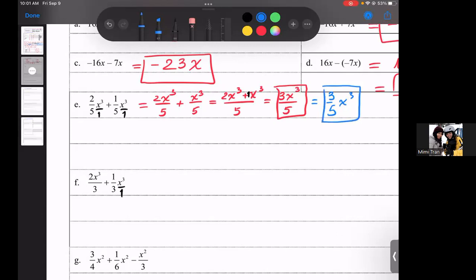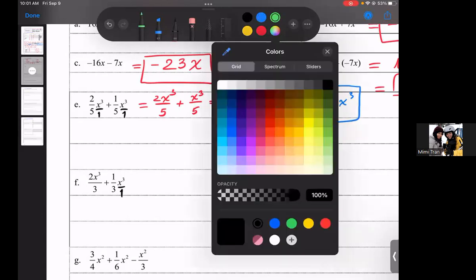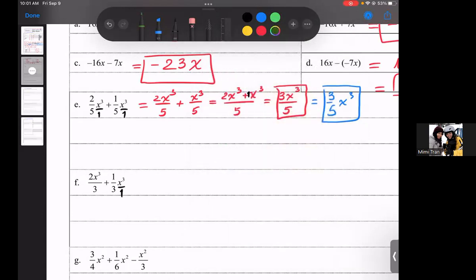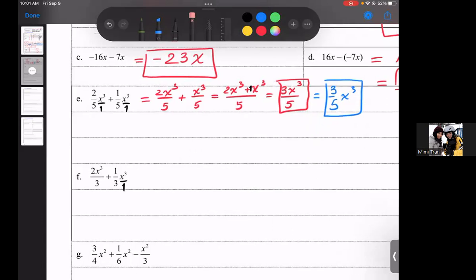Now, do not do this. This is not correct. That's not correct. Why is it not correct? Yeah, the x cubed would be understood as being in the bottom. If you do this, make sure you put parentheses around the 3/5. Okay. So be careful how you write things. All right, F.